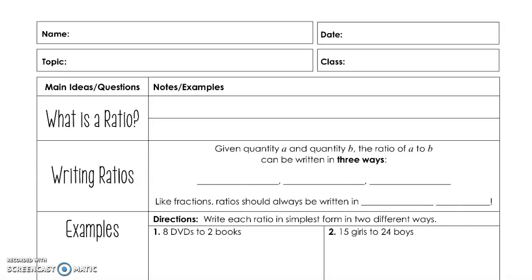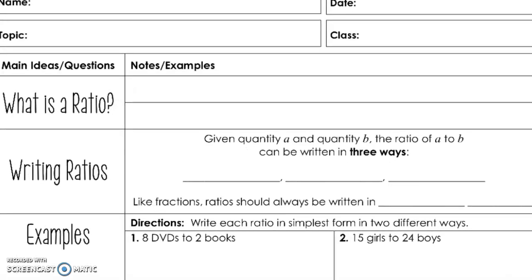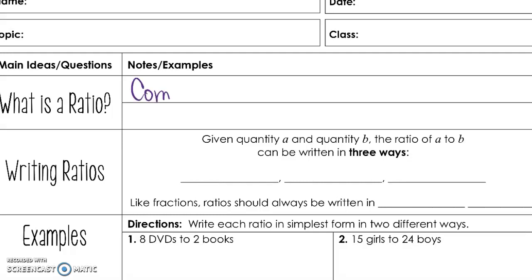This video will cover just the front, so page 4.1 in your notes. A different video will be for 4.2. The first thing we're going to talk about are ratios. A ratio is a comparison of two values.